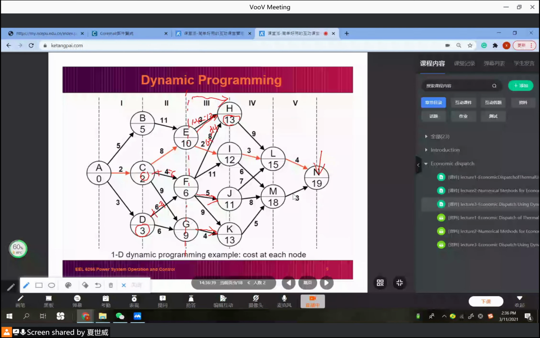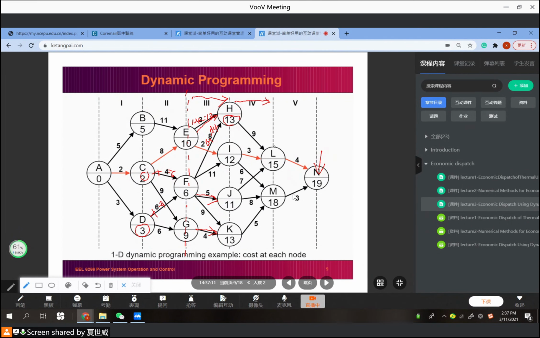Okay. So let's continue. After we calculate, we know that the best cost for stage 4 is H is 13. What's the meaning of 13? It means that you travel from A to H, the best cost is 13. You travel from A to I, the best cost is 12. You travel from point A to J, the cost is 11. And you travel from point A to K is 13. Okay. What's the meaning of this number?